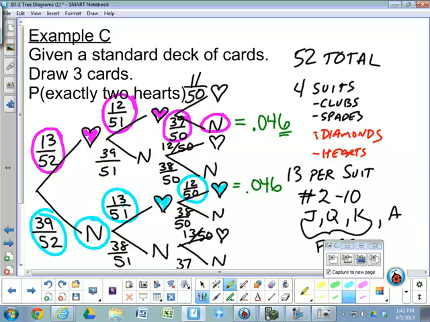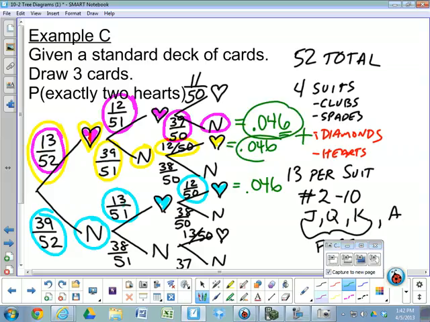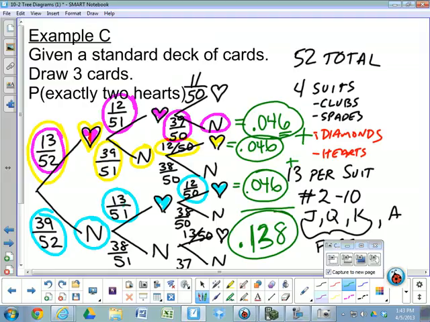Is there another path that's favorable? Okay, heart, not heart, heart? Yes? Is that what you guys are saying? So let's multiply this times that. Same fractions, different order. What are we going to get? 0.046. Now, since we don't care about the order, our answer is this or that. So you add them together, and you get a total probability of, give me one more decimal, 0.138. That makes sense. 0.138. So we have a 13.8% chance of getting 2 hearts out of 3 cards. All right?